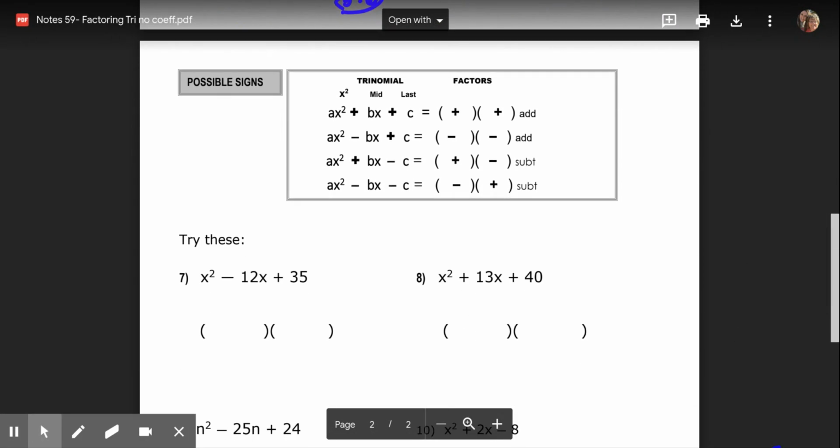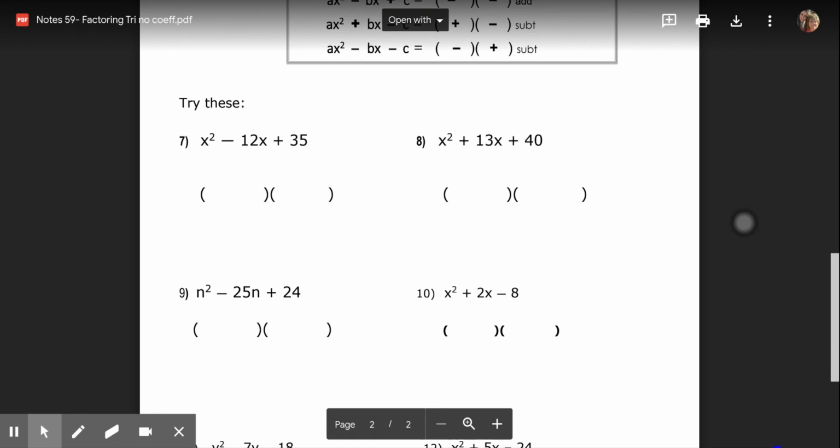So that's what you're going to be doing today. I went ahead and carried this table over, the possible signs, so that you could be working the back side. So on number 7, we need factors of 35. So we've got 1 and 35 and 5 and 7, I believe. So if this is a minus and that's a plus, they're both going to be minus, because a negative times a negative is a positive. And there you go, 5 and 7. That will work. 5 plus 7 gives you 12.